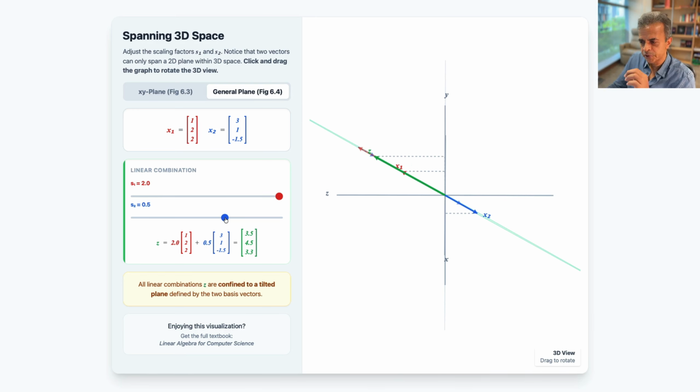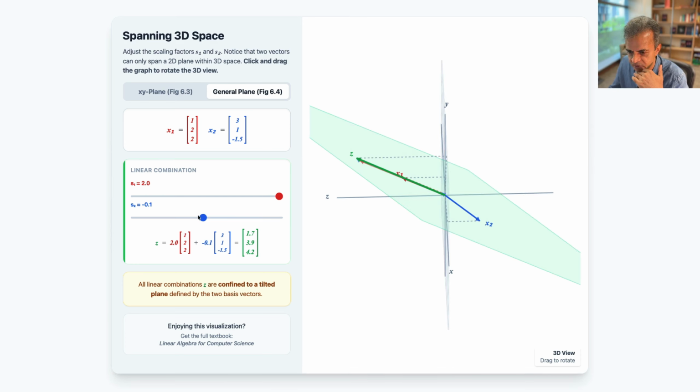So in this view, you can see the end of x1 and x2 being projected to the xy plane, and the z vector, the green vector, is a sum of the scaled red vector and blue vector. As I change the scaling factor, you can see the z vector also changing, and its tip is being projected to the xy plane. You can see that change. The most important thing to notice is that the z vector cannot get out of the plane, the green plane defined by x1 and x2.